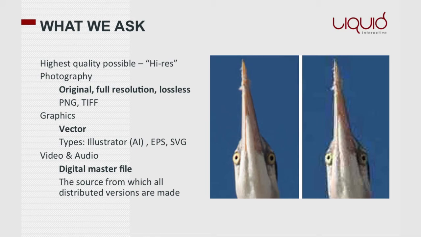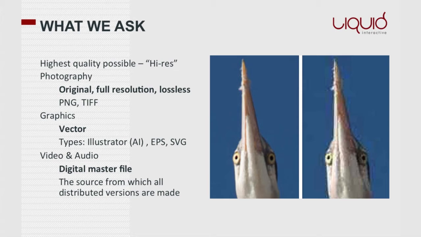For graphics, we're looking for vector. And vector are ways of representing an image with math. And those types could be Adobe Illustrator, could be EPS with vectors inside, or SVG, which is scalable vector graphics.